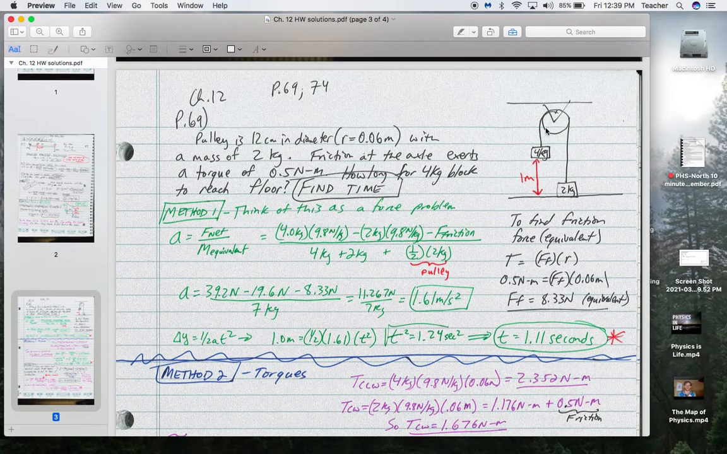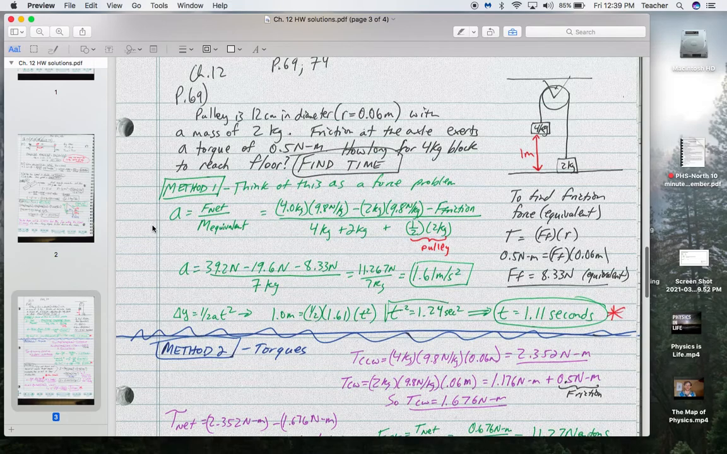So it gave us this as the diameter of 12 centimeters, so that becomes 0.06 meters radius. It says that this has a mass of 2 kilograms. So the friction exerts a torque, 0.5 newton meters. How long does it take this thing to reach the floor?